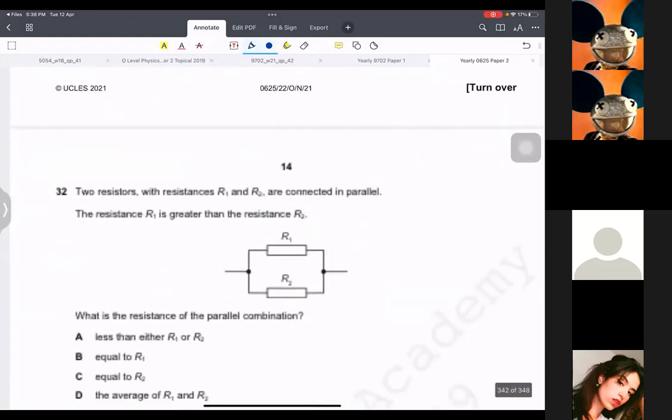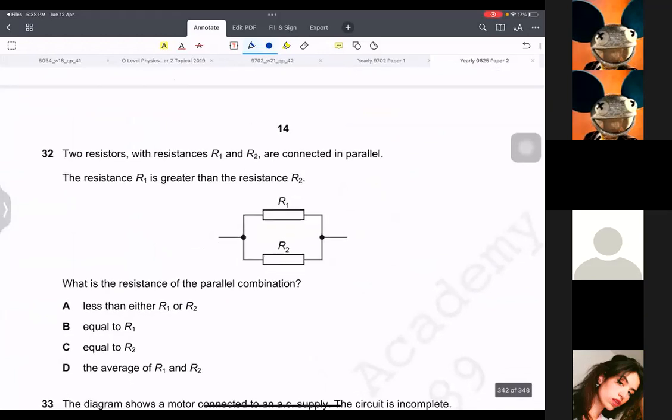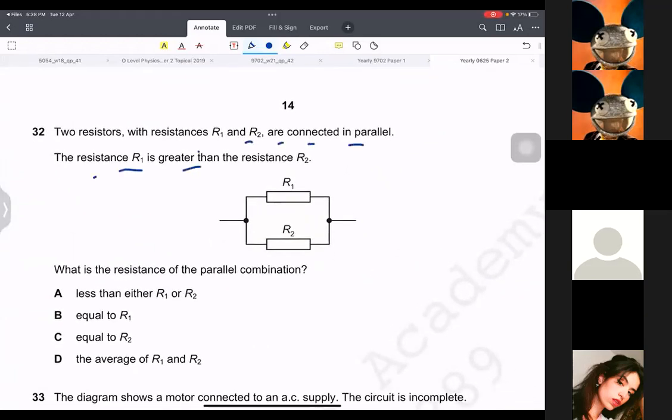Then 32. Two resistors of resistance R1 and R2 connected in parallel. What is the resistance of the parallel combination? So 1 upon R1 plus 1 upon R2. No matter what you do, the result will always be less than either this or this. This is always true, because when you take the reciprocal, right? Like let's suppose this was 2, and this was also 2. So when you do this, it is going to give you 2 upon 2. So R will be 1. So always less, remember this.